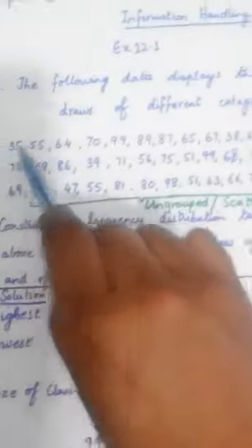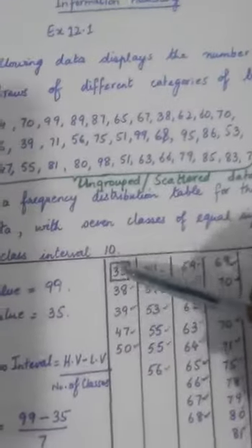First step, students, is that you have to arrange the given data. As you can see here, the data is quite big and consists of many values. So arrange the data in ascending order, starting from the lowest value and proceeding to the highest value.